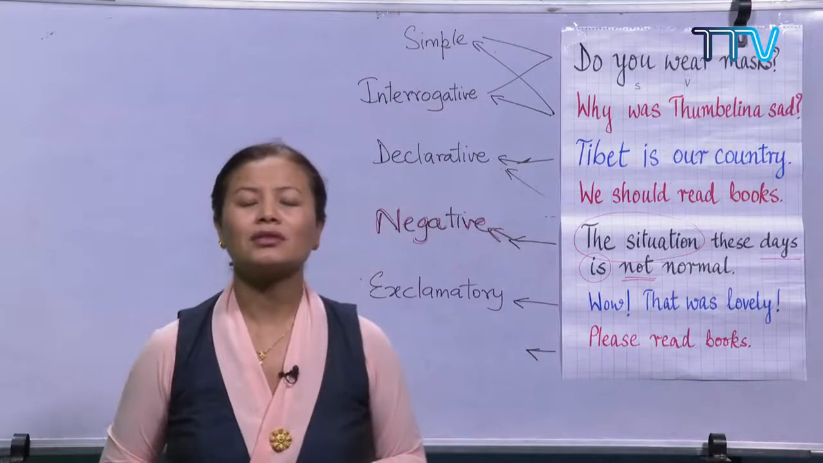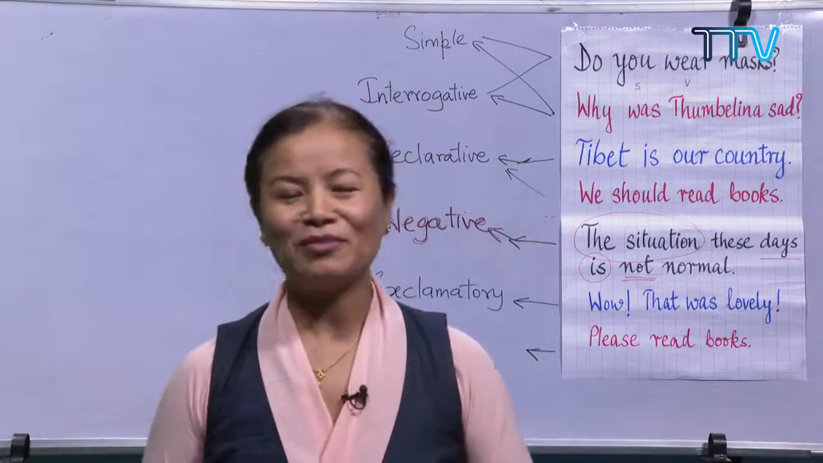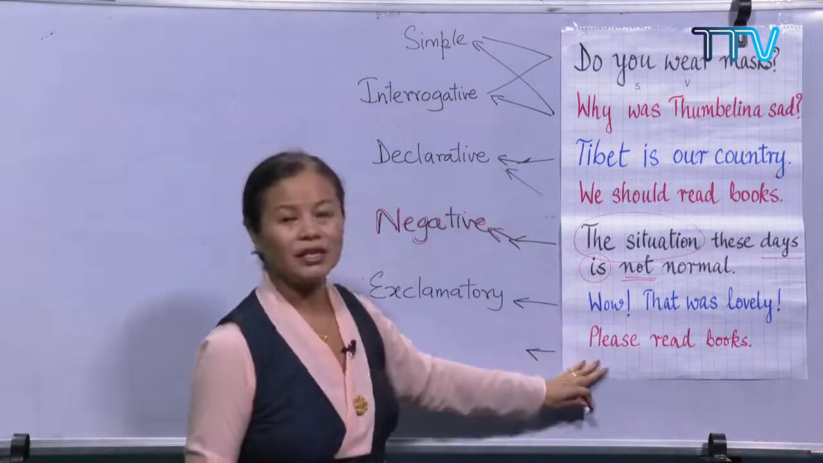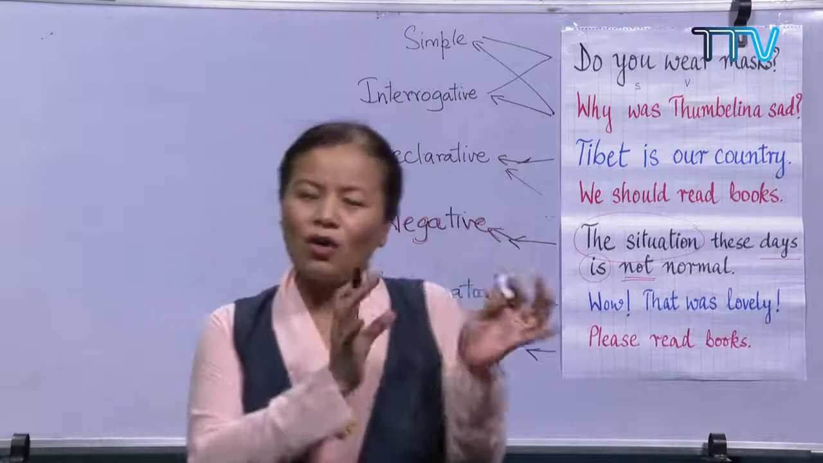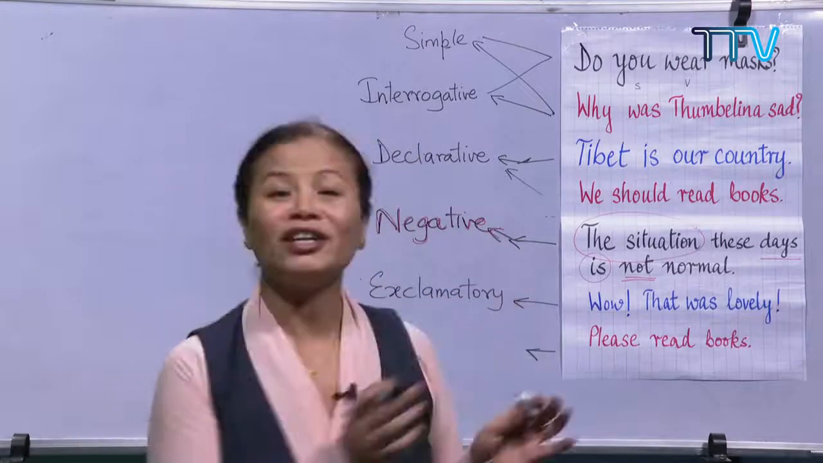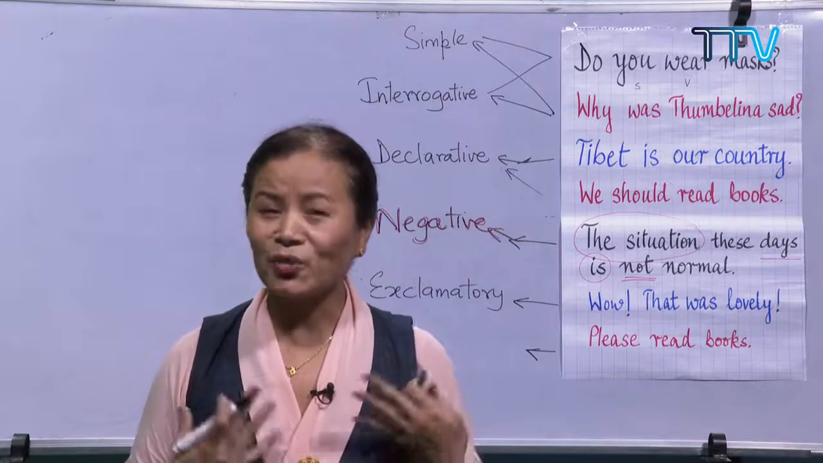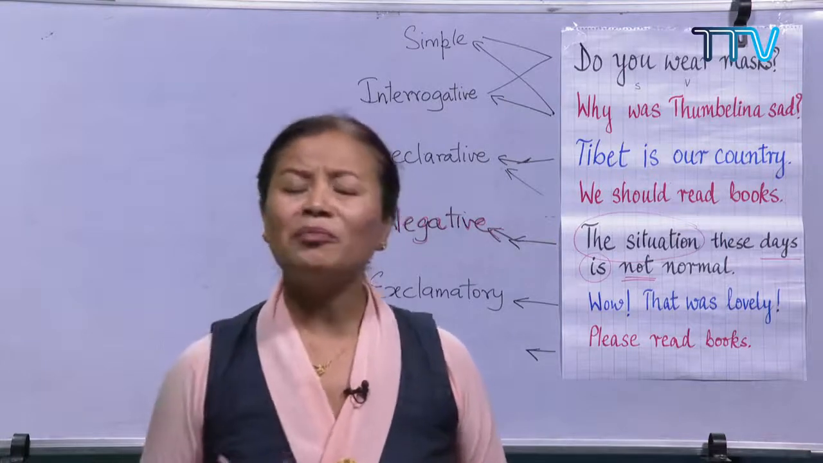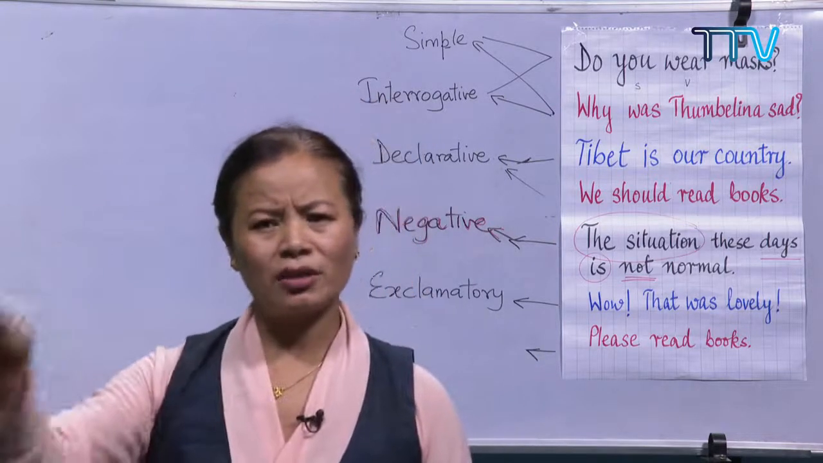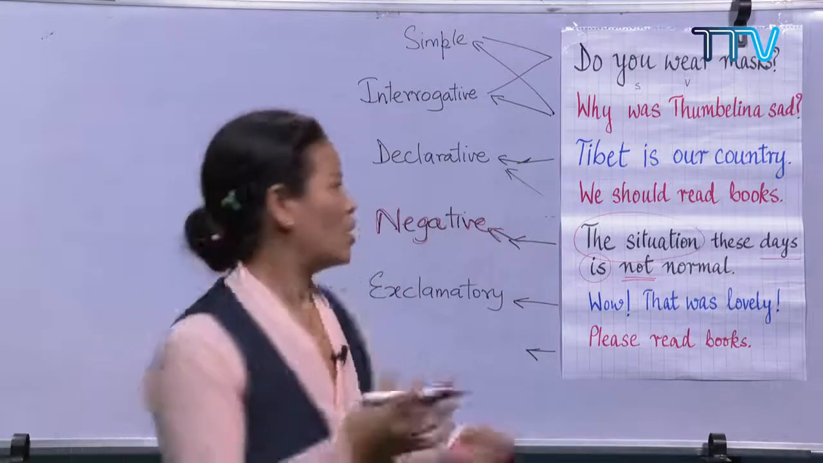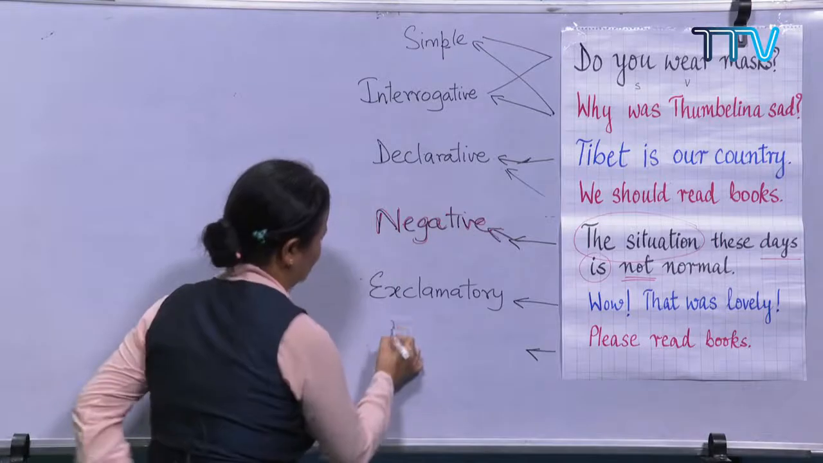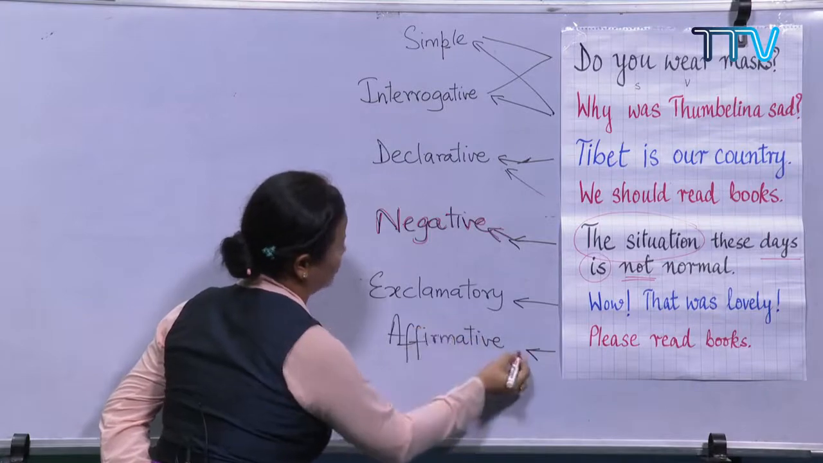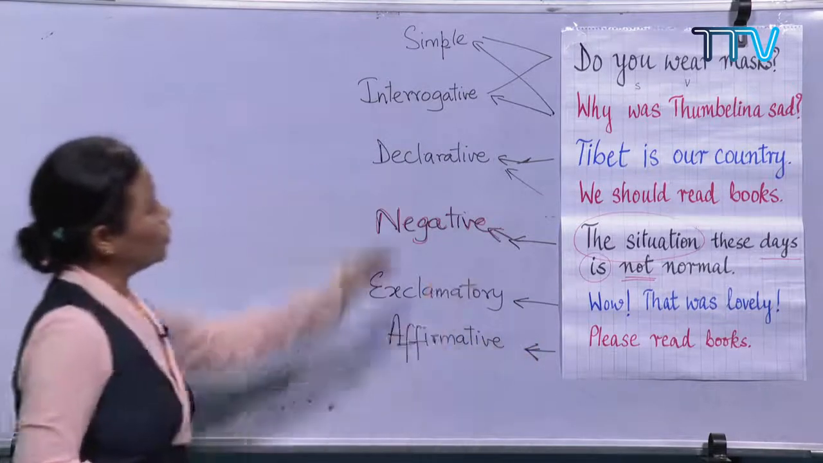Please read books. What type of sentence is this? Not on the structure. The structure is very easy. You can see this is a simple sentence. I mean based on the function, how this sentence is functioning. Please read books. Am I making a request? Yes? Please help me. Sit down. You are just commanding, giving orders. So command, request, all these are affirmative sentences.